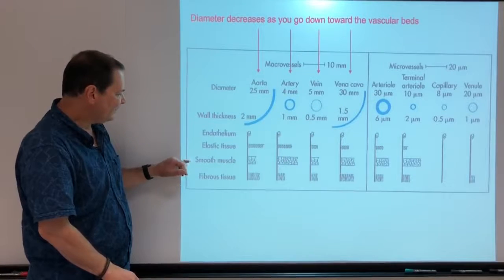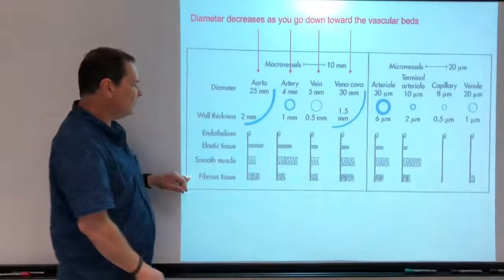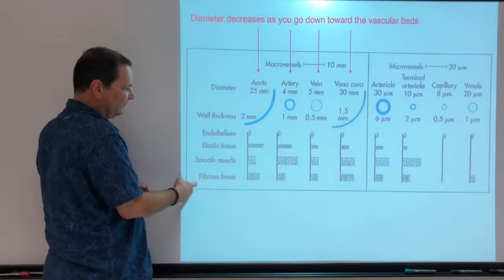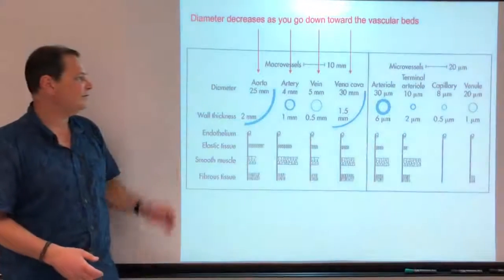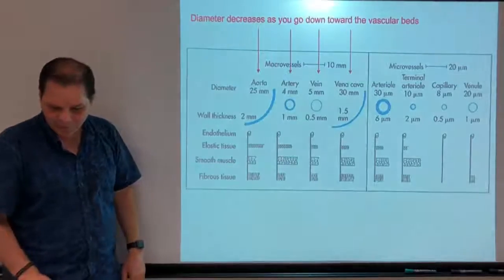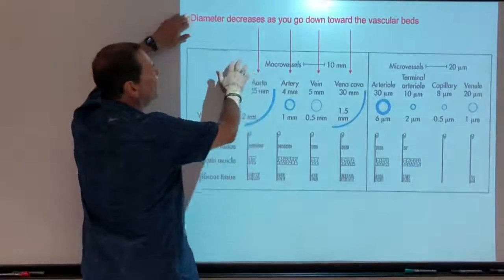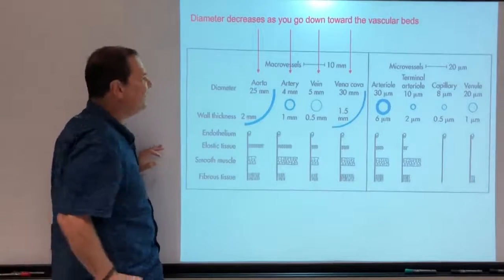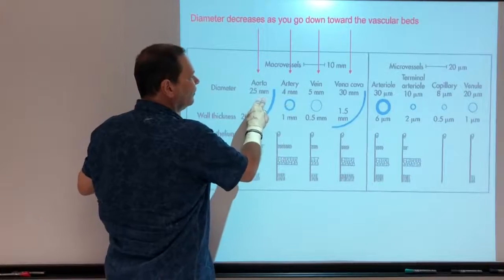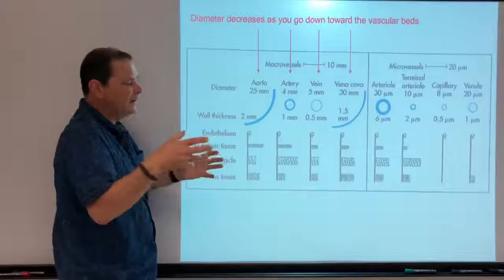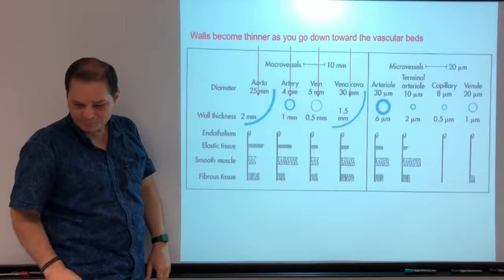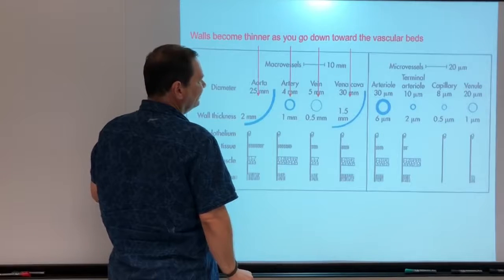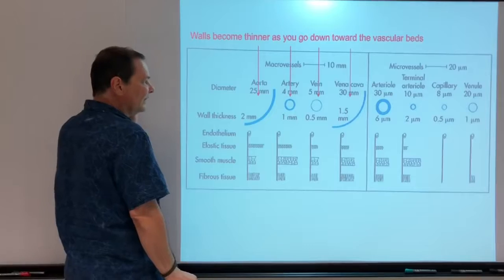And we have different characteristics of these tissues sort of lined up. You know, how much elastic tissue is there, how much smooth muscle is there, how much fibrous tissue, etc. Okay? So you can see how this would integrate really well with histo. So the first thing you'll notice, the diameter decreases as you go down toward the vascular beds, right? That makes perfect sense. Your arteries are smaller than your aorta, your arterioles smaller than your artery. You're gradually getting smaller and smaller. Okay? The walls become thinner as you go down toward the vascular beds. Okay? And that should make perfect sense as well.